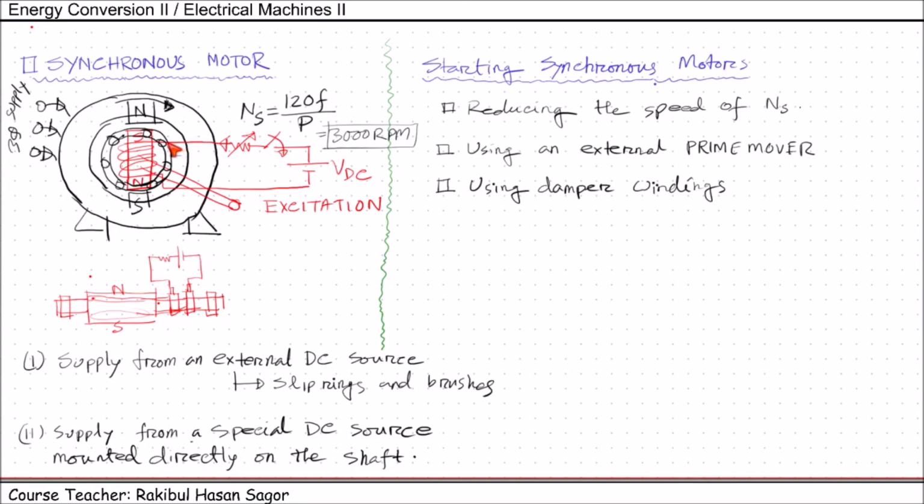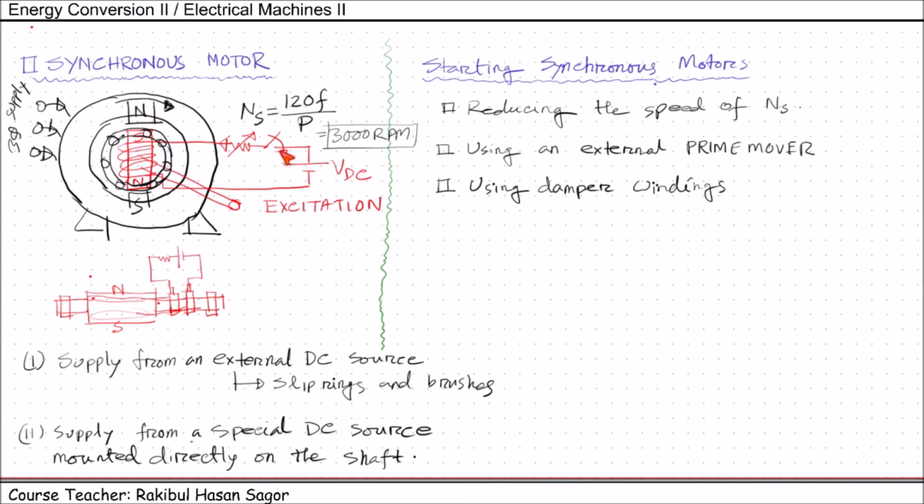So when the speed goes near to the synchronous speed, the relative speed between this rotating magnetic field and the rotor speed will be very, very low. At that moment, if we switch on this DC supply, the interlocking of north and south poles between the rotor and the rotating magnetic field will become very, very easy. So they will be interlocked easily.